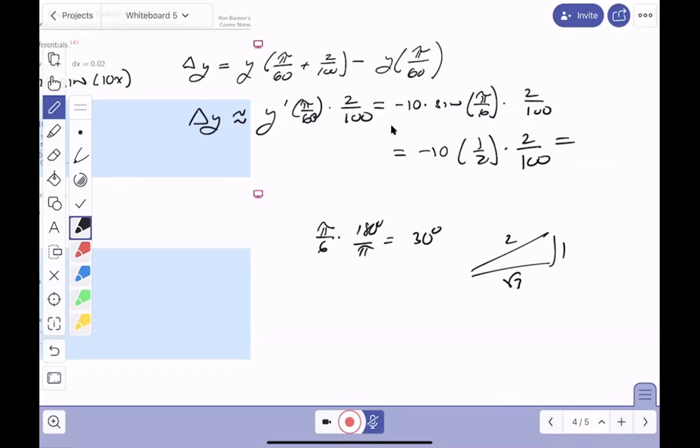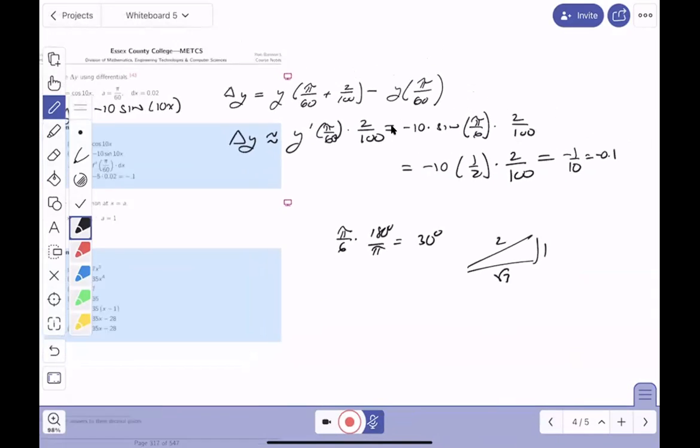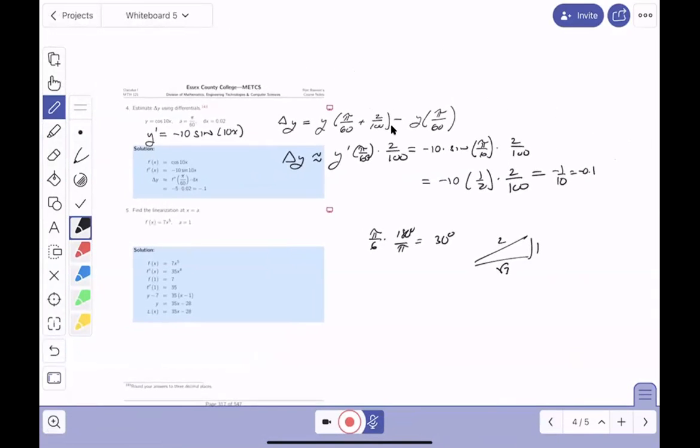And again, I have an answer key. I'll look at it later. I'm going to simplify that. That's minus 1/10, right? Which is minus 0.1. So I'm going to say the delta y is approximately equal to minus 0.1. We got that right over here. All right, we did okay.